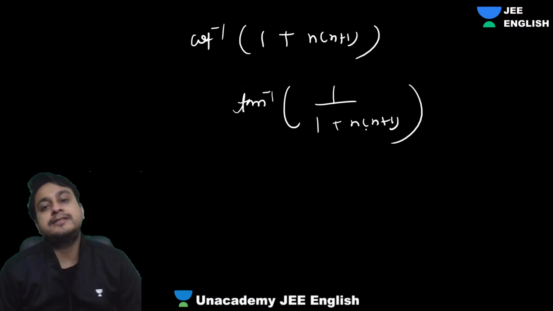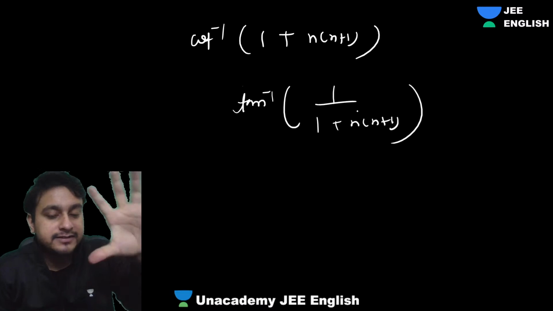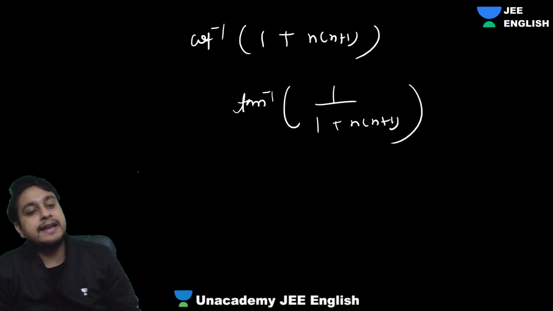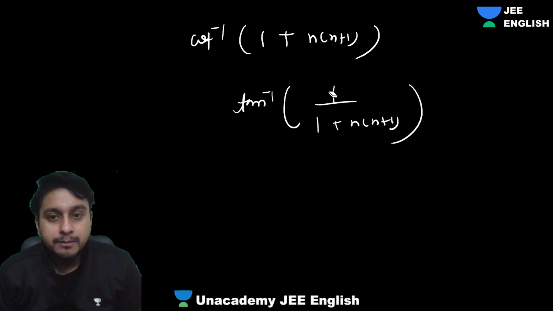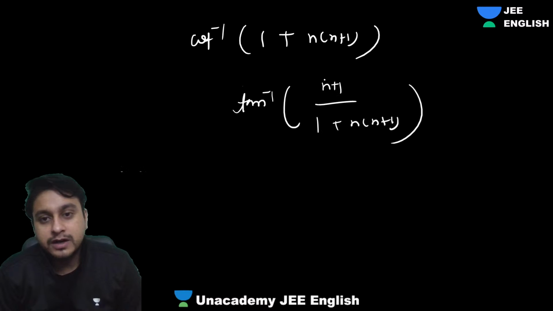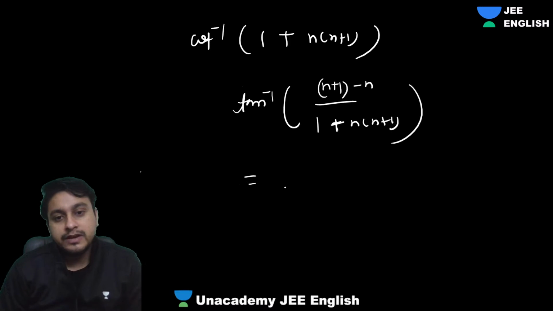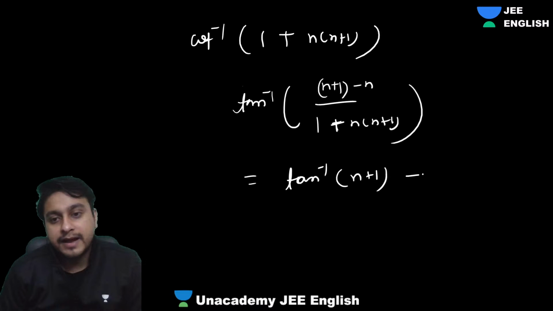Now the best part is, guys, always when you have tan inverse inside something like this, try to think about tan inverse x minus y or tan inverse x plus y. Why? Because this is in that form only. We can see here, this will be n plus 1 minus n, right? And this is x minus y upon 1 plus xy, right? Just now, which we discussed. So this we can write as tan inverse n plus 1 minus tan inverse n.